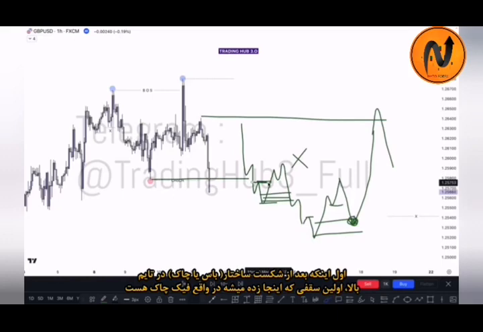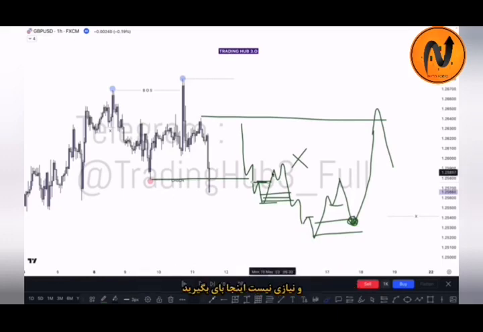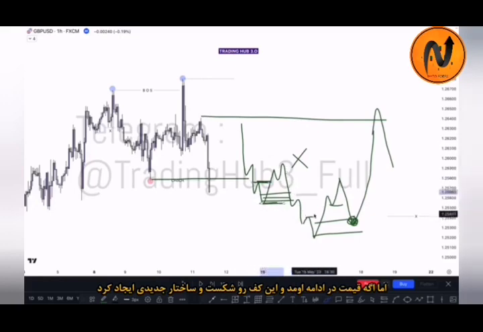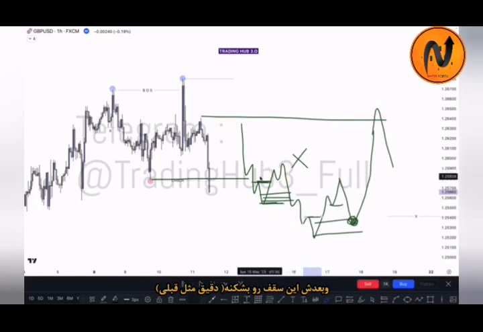This one is called a fake choch, right? You don't need to buy here. I'm talking about bearish structure also. And the next thing, the market breaks this low. If the market breaks this low and creates a new structure and again breaks this high, something like this, right? The same scenario happens here similarly, okay?